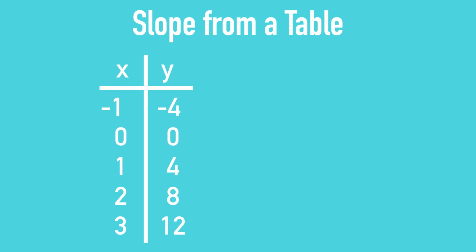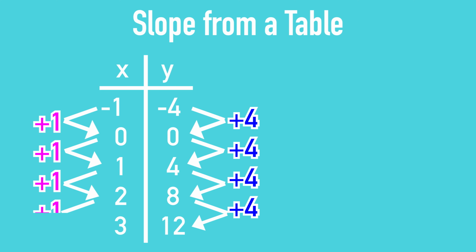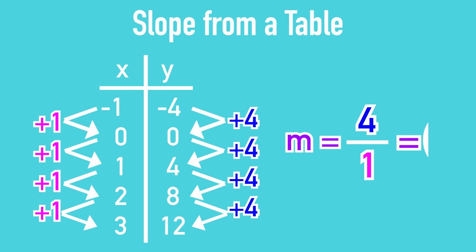We can also find the slope of a line from a table. Straight lines are in fact straight because the change in x and y is constant from one point to the next. Let's look at this table for an example. As we go down the rows in the y column, we add 4 each time. As we go down the rows in the x column, we add 1 each time. So the slope is 4 over 1, which simplifies to 4.